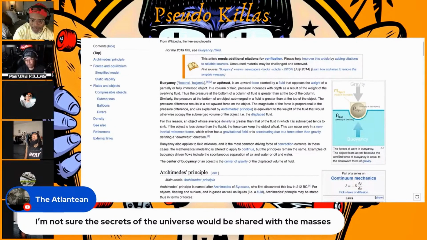See, there's the experiment right there. Look, the forces at work. Buoyancy. There you go. The object floats at rest because the upward force of buoyancy is equal to the downward force of gravity. There you go.